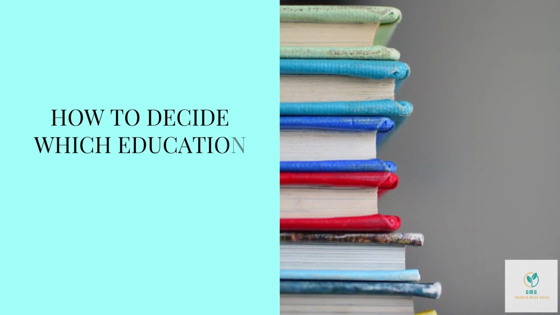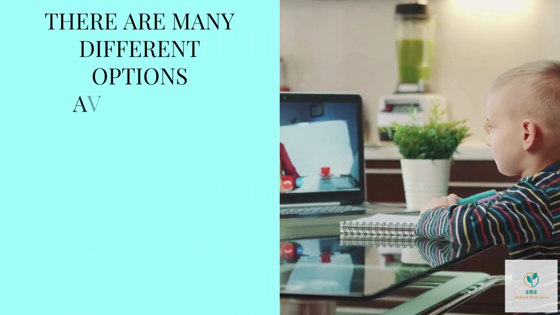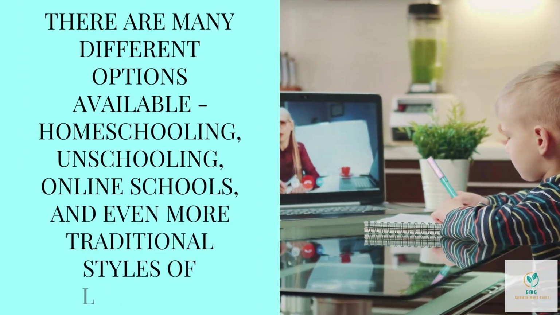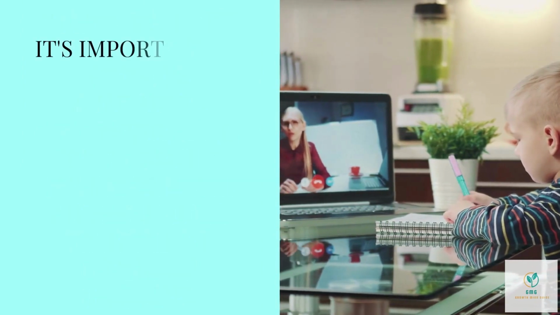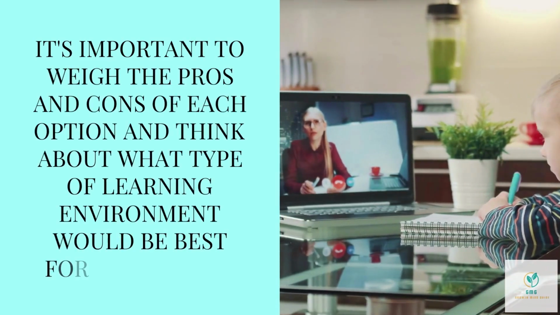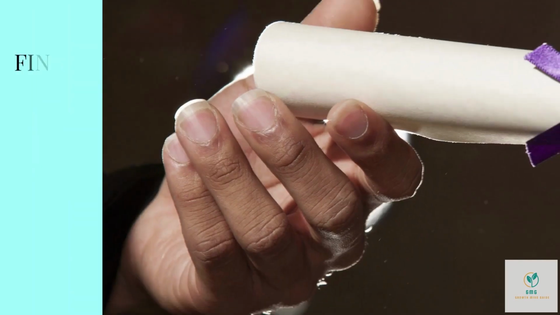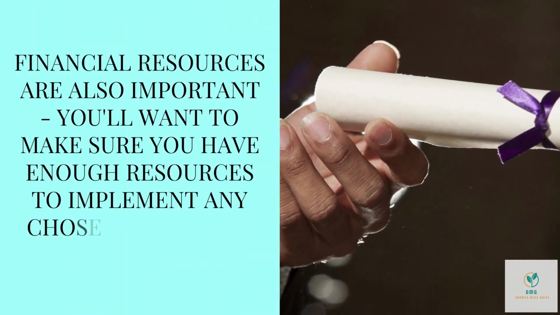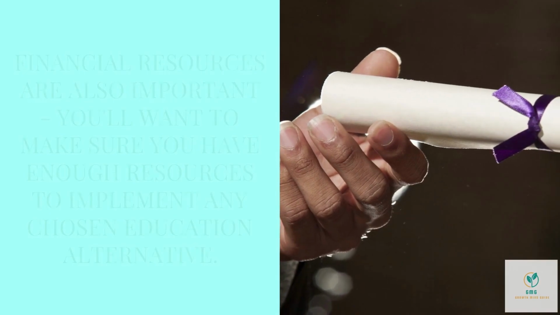How to decide which education alternative is right for you. There are many different options available: homeschooling, unschooling, online schools, and even more traditional styles of learning. It's important to weigh the pros and cons of each option and think about what type of learning environment would be best for your child. Financial resources are also important. You'll want to make sure you have enough resources to implement any chosen education alternative.